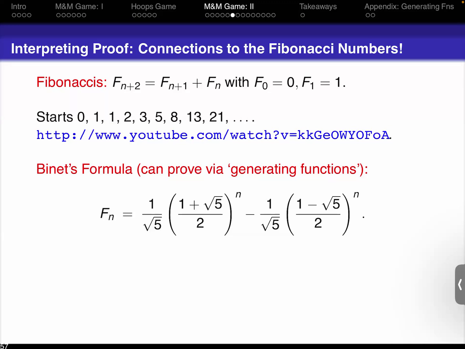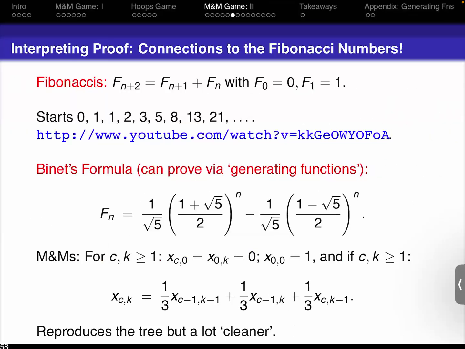Is there a recurrence relation for the MandMGame? Yes. And here's the recurrence relation. X_{C,K}, the probability of a tie with C,K M&Ms, is 1/3 X_{C-1,K-1} plus 1/3 X_{C-1,K} plus 1/3 X_{C,K-1}. This is a little bit more involved recurrence relation than the ones we did before. This has 2 indices, not 1. It's almost like going from Calc 1 and 2 to Calc 3.